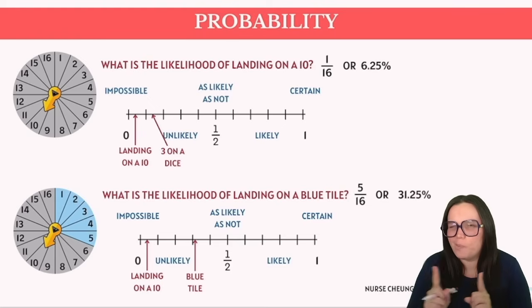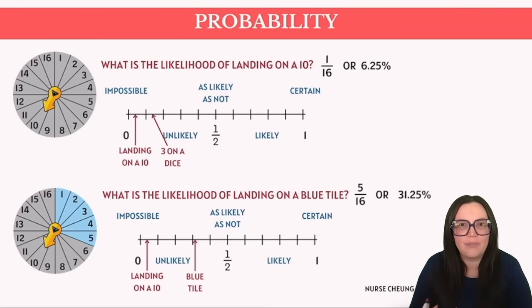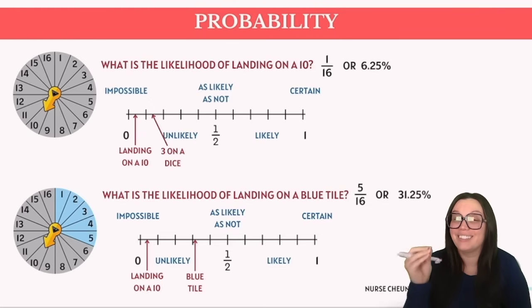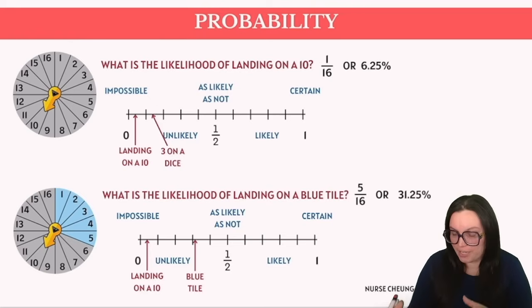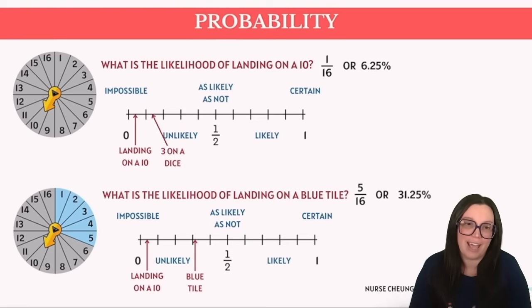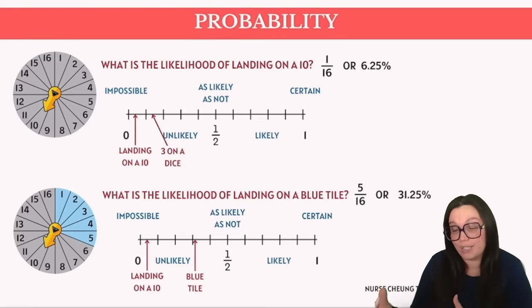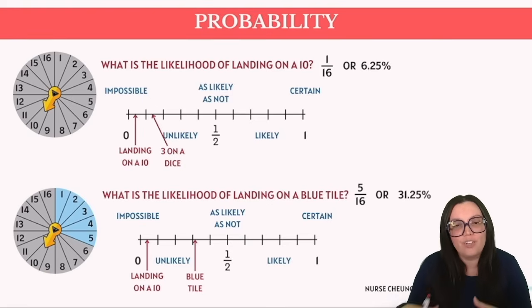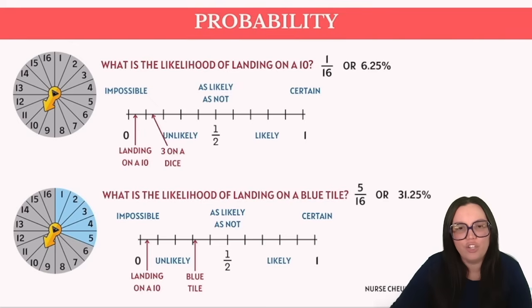Now let's add one more layer to this scenario. How do we determine the probability of a spinner landing on a specific color? With our spinner now featuring 5 blue tiles and 11 gray ones, let's delve into the probability of landing on one of those blue tiles. Drawing parallels to previous examples, like the coin flip resulting in 1/2 and the dice resulting in 1/6, we notice a common theme. The numerator of all of these fractions was 1.